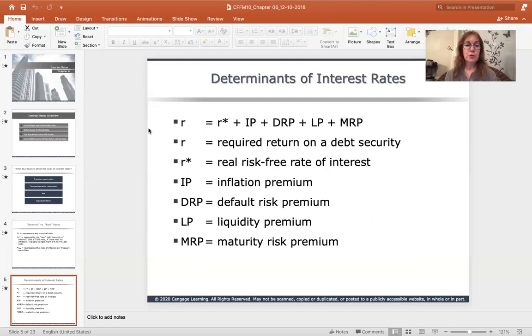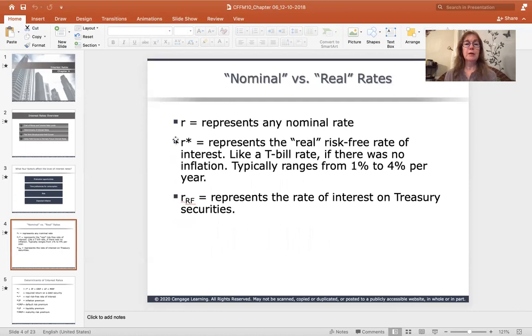Okay, so the first two determinants that we're going to talk about are on the prior slide. The first determinant is the risk-free rate of return, the real risk-free rate. So R, just the plain R, represents the nominal rate. R star represents the real risk-free rate of interest.